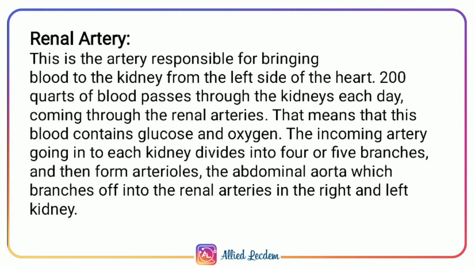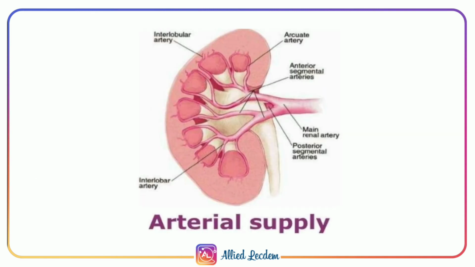Next is renal artery. This is the artery responsible for bringing blood to the kidney from the left side of the heart. Each day, the kidney passes through 200 quarts of blood. That means this blood contains glucose and oxygen. The incoming artery going into each kidney divides into 4 or 5 branches and then forms arterioles. The abdominal aorta branches off into renal artery in right and left kidney. Next, we see the blood supply to the kidney by artery through abdominal aorta, renal artery, segmental artery, lobar artery, interlobar artery, arcuate artery, interlobular artery and then afferent glomerular arterioles.